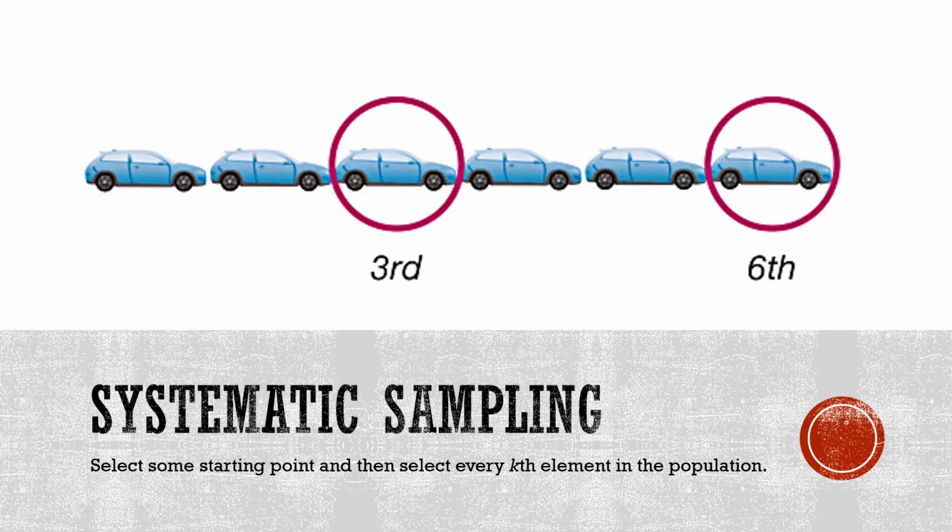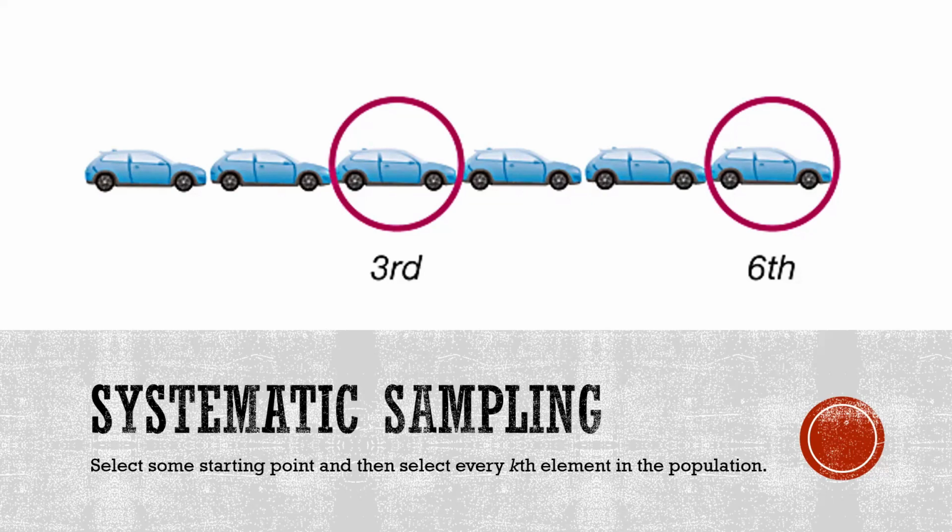Another way could be, if I want to create a sample, I get a list of all my students, put them in some alphabetical order. First student, sixth student, 11th student. It doesn't necessarily have to be equally spaced, but there's just some sort of system that selects each individual. So that is an example of systematic sampling.